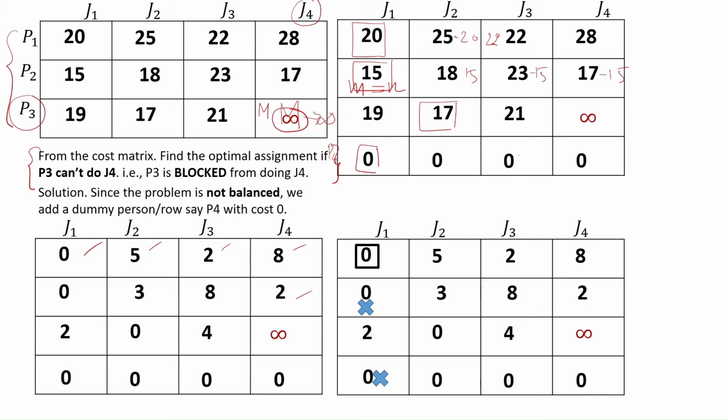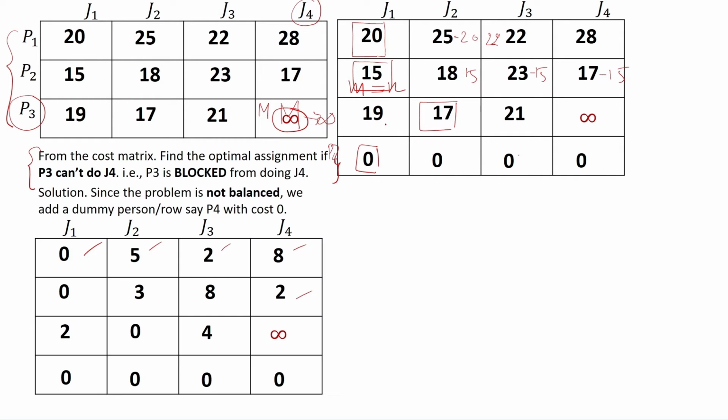The third row is 19 minus 17 is 2, 17 minus 17 is 0, 21 minus 17 is 4, and infinity minus something is infinity. For the last row we do not have any change because the minimum was 0. Now we find the column minimum and subtract it from each of the column entries.